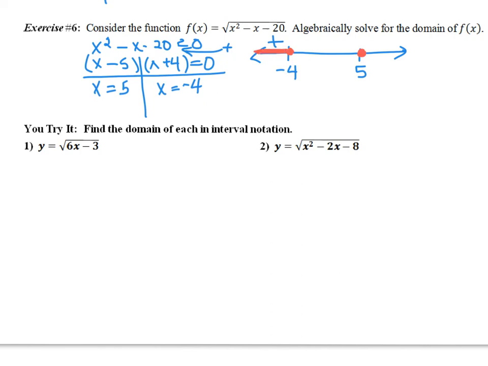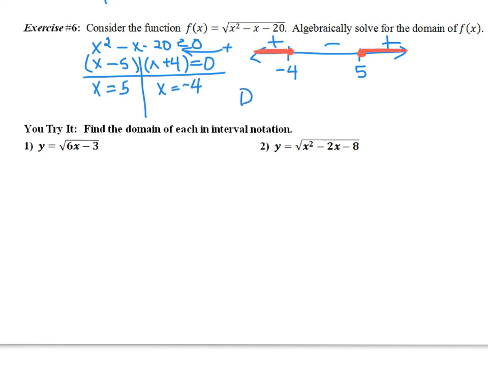Now when I test a number between -4 and 5, for example, the number 1. 1 minus 5, that's negative. 1 plus 4, that's positive. Negative times positive is negative, and that's not the kind of product I want, so I'm not going to color that part in. Pick a number in this interval, for example, 6. 6 minus 5 is positive. 6 plus 4 is positive. Positive times positive is positive. So I am going to color that section because it gave me a positive product.